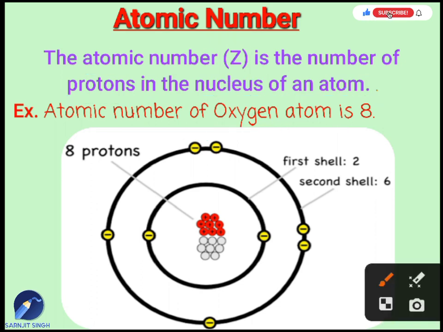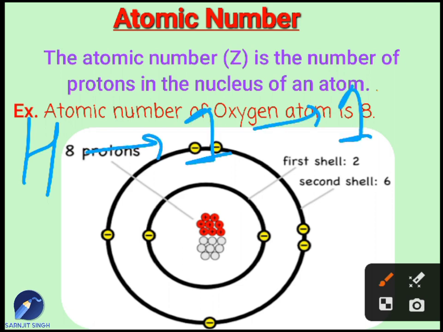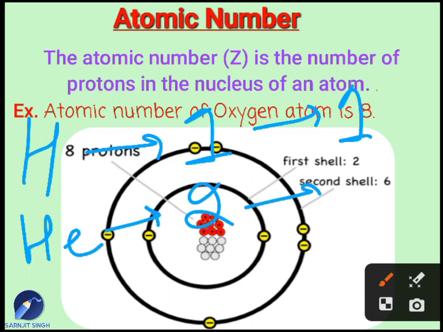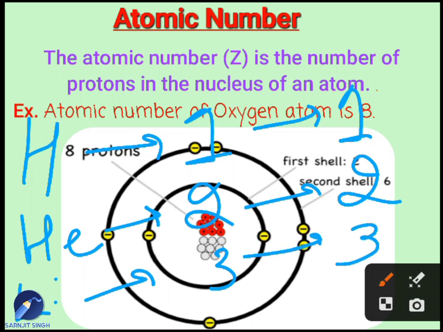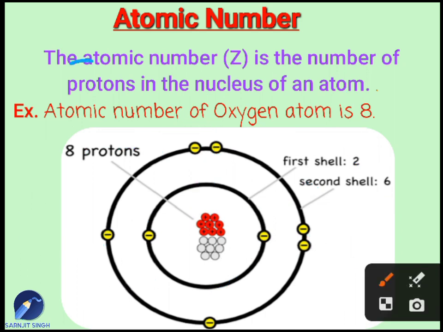Take another example. In the case of hydrogen, the number of protons is 1, so the atomic number is also 1. In the case of helium, the number of protons is 2, so the atomic number is also 2. Say lithium, the atomic number is 3, because in the case of lithium the number of protons is 3, so that is why the atomic number is also 3. Take another example, carbon. The number of protons inside the nucleus of a carbon atom is 6, and that is why the atomic number is also 6.